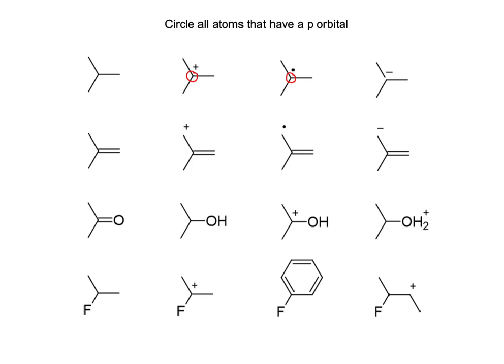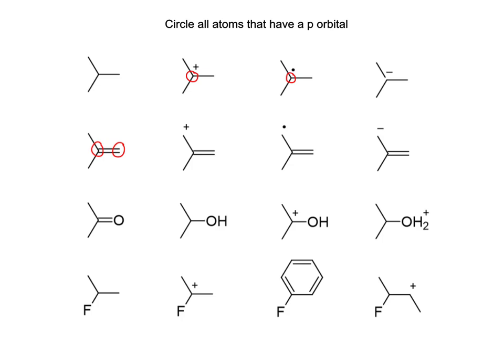In the second row, we have a bunch of molecules with double bonds. And as was mentioned previously, if there is a double bond on an atom, it has a p orbital. That's a pi bond, and pi bonds are made of p orbitals. So in this first alkene, there's a p orbital on both of the carbons involved with the double bond.